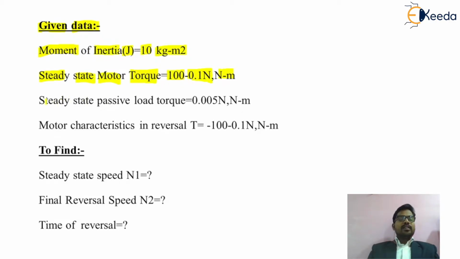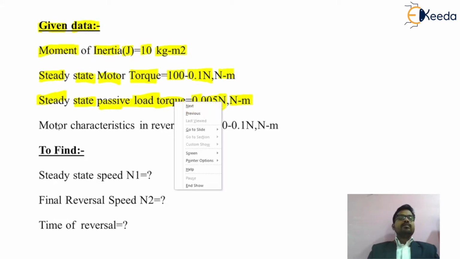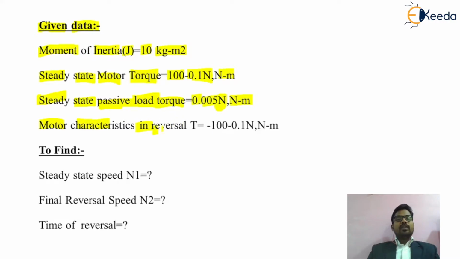The third given data in the problem is the steady state passive load torque, and the value of the steady state passive load torque is 0.005 N Newton meter. In the passive load torque, the value of N is also the speed in RPM. Okay. Then the next given data of your problem is the motor characteristics when the motor is in reversal. At that time, the motor torque when the speed is reversed.